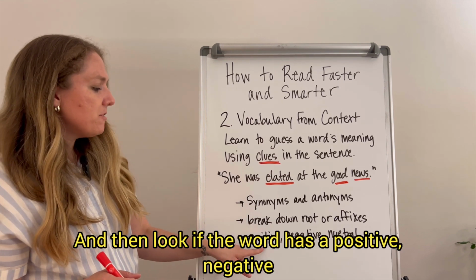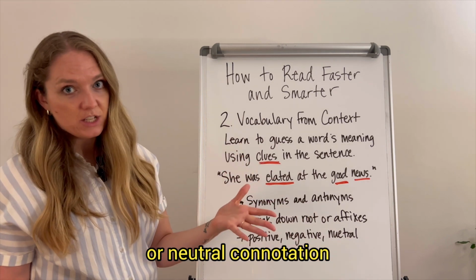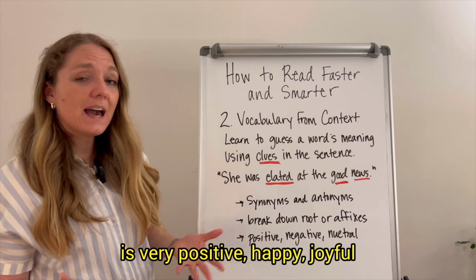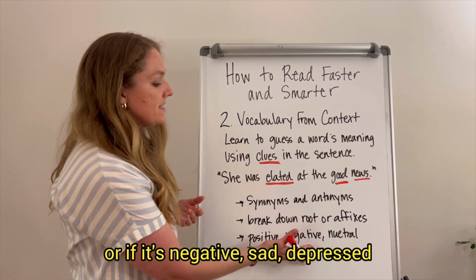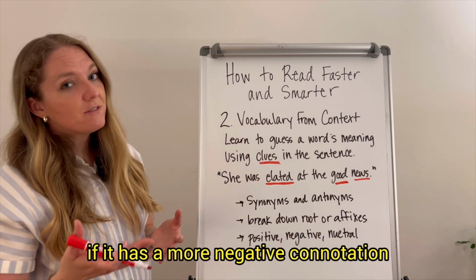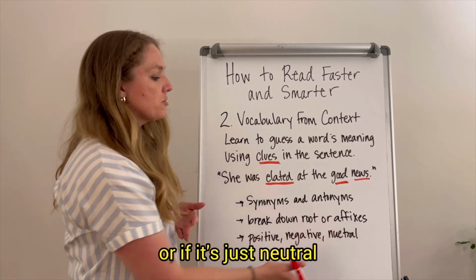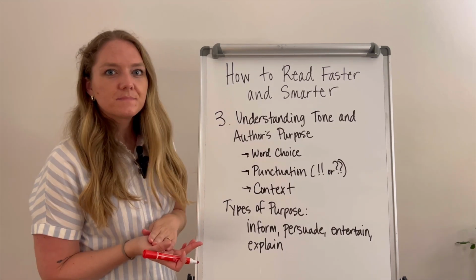And then look if the word has a positive, negative, or neutral connotation. Is it positive, like elated is very positive, happy, joyful, it has a positive connotation. Or if it's negative, sad, depressed, if it has a more negative connotation. Or if it's just neutral. It's not positive or negative.